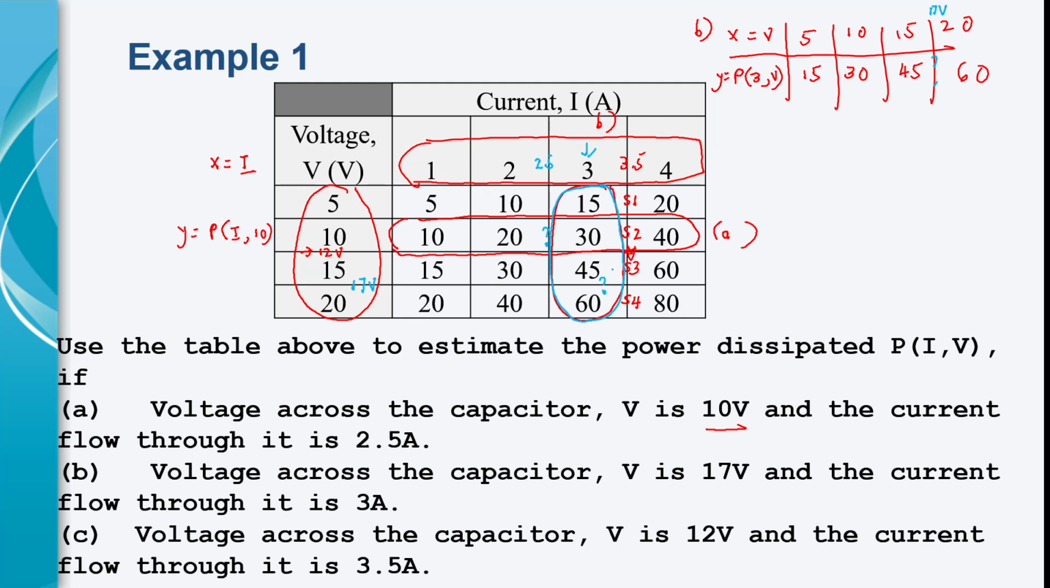Step 3, repeat: take the third row of data and interpolate when the current is 3.5 while the voltage is fixed at 15. Step 4, take the fourth row of data and interpolate when the current is 3.5. After four steps, you will have created an extra column between 3 and 4, which is 3.5, with results from step 1, step 2, step 3, step 4.